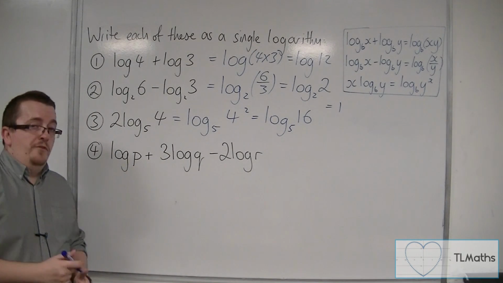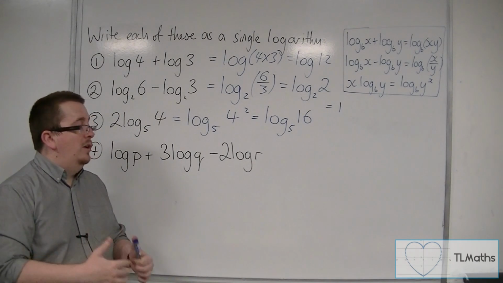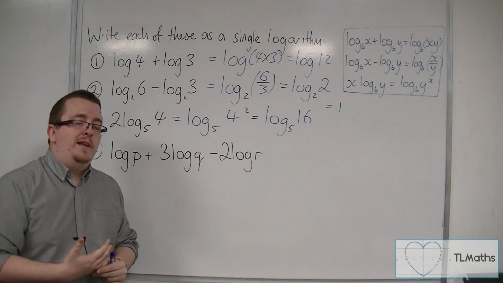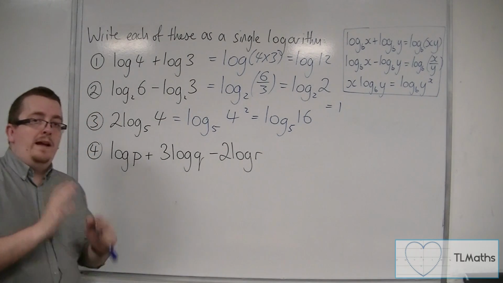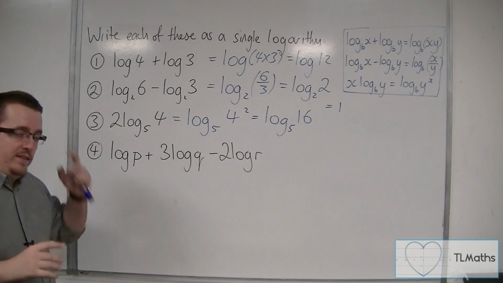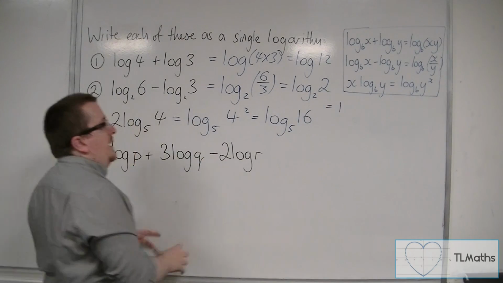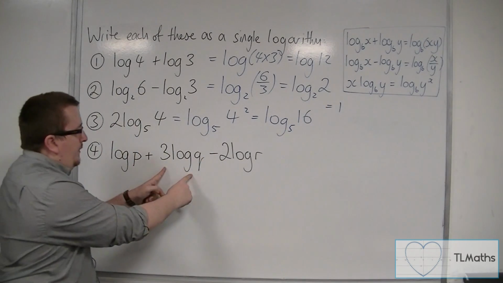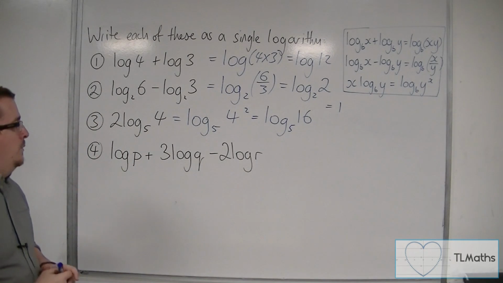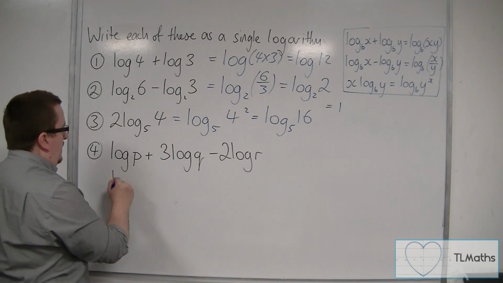Finally, we have number 4. Log of p plus 3 log q take away 2 log r. Now, this looks absolutely horrendous, but I want to show you how straightforward these problems can actually be. The first thing to do is to deal with the third log law. If there are any of these that you can see in your problem, then deal with them first, where you have these numbers outside the logarithms. So let's do that first.